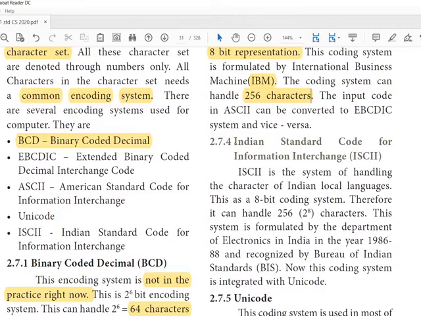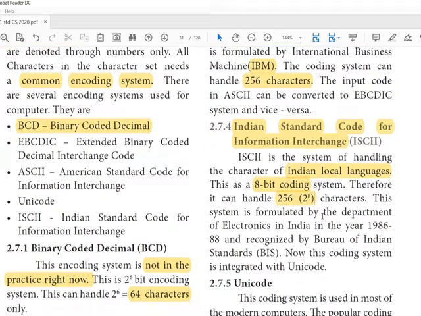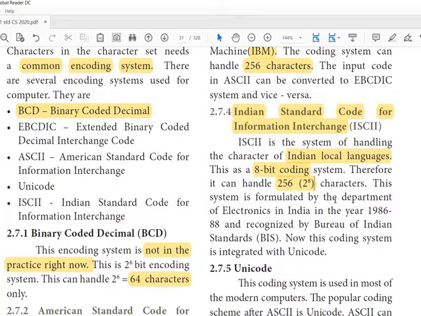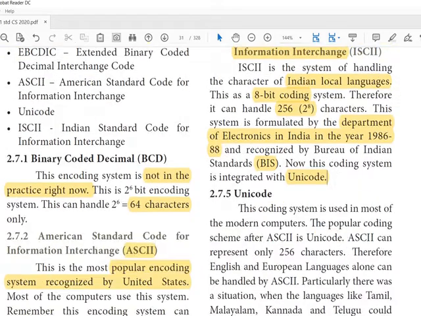The next one is the Indian Standard Code for Information Interchange. This is a system of handling the characters of Indian local languages. So this is also 8-bit coding. This is also capable of 256 characters, 2 to the power 8. This system is formulated by the Department of Electronics in India in the year 1986 to 88, and it is recognized by the Bureau of Indian Standards. Now this coding system is integrated with UNICODE. That means it is merged.